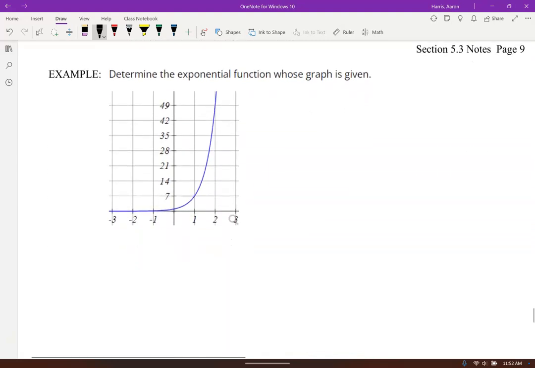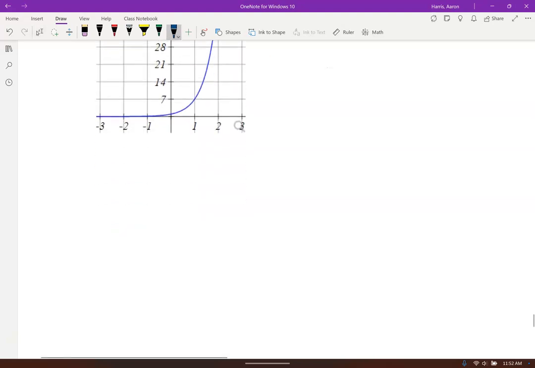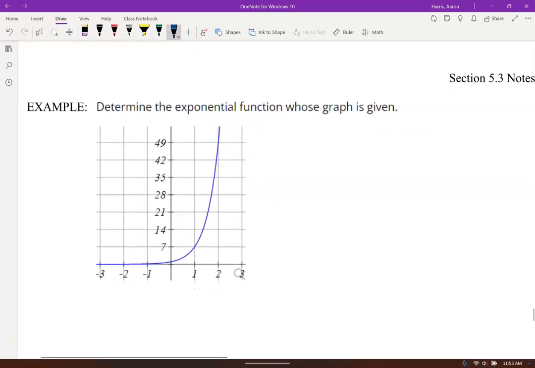Let's do one last example here. Let's determine from a given graph what the exponential is. So if you look at this, I would notice I have this point 1 comma 7, right? I also, it looks like I have the point 2 comma 49. So I'm trying to write the equation for this. You know, what's the exponential? What would my a to the x be, right?